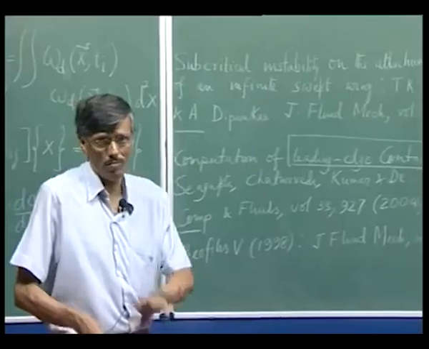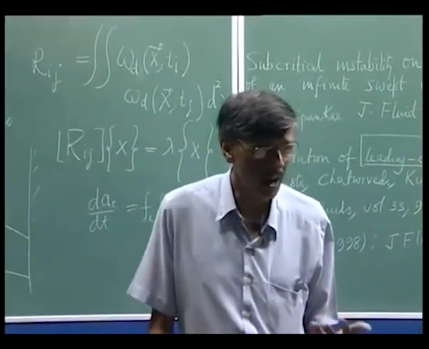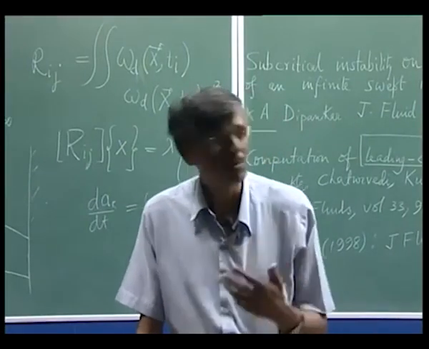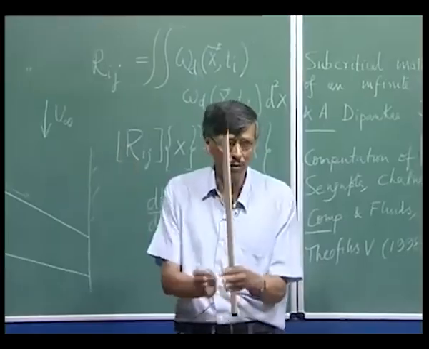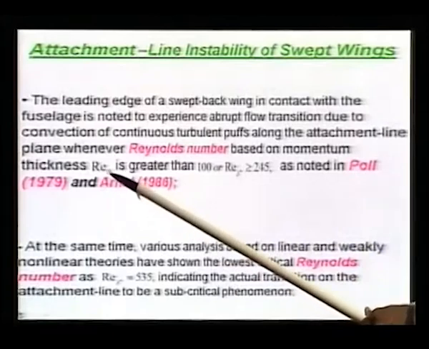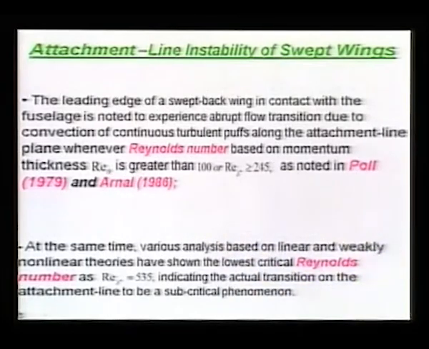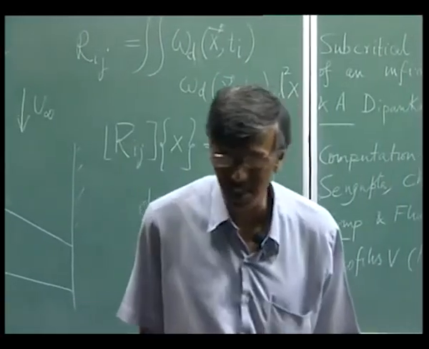Well, you have vortices, but because of the inherently large Reynolds number, they could be quite significantly colorful in terms of spectrum. That is why they are being called turbulent puffs. Okay. See, while the experimental values of critical Reynolds number are given here as 100 based on momentum thickness or 245 based on displacement thickness, people try to study the stability of the flow.